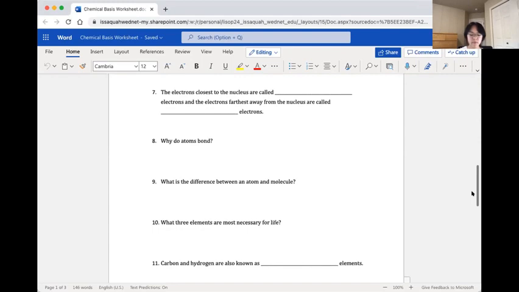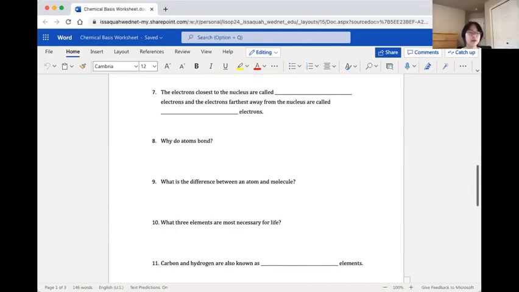Carbohydrates contain carbon, hydrogen, and oxygen. And then lipids contain carbon, hydrogen, and oxygen. And then proteins contain carbon, hydrogen, oxygen, nitrogen, and sulfur. And I don't know how to pronounce the last one, but I think it contains carbon.